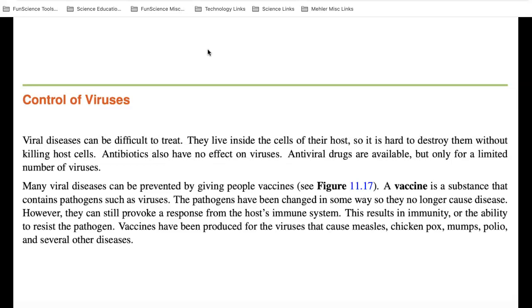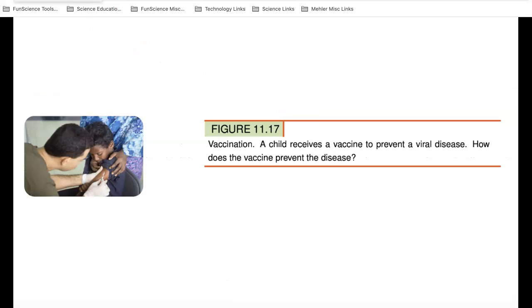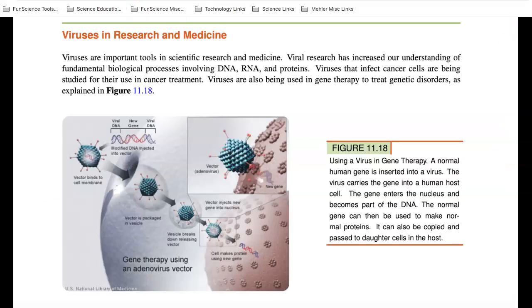So a vaccine is a substance that contains pathogens such as viruses. Sometimes it's a weakened or a dead form of the virus, but it alerts your immune system so that you can resist the pathogen, the disease causer, and create antibodies to attack it. Vaccines have been produced for many diseases, such as measles, chickenpox, mumps, polio, and several others. Here's a picture of a young man getting a vaccine to prevent a type of viral disease.